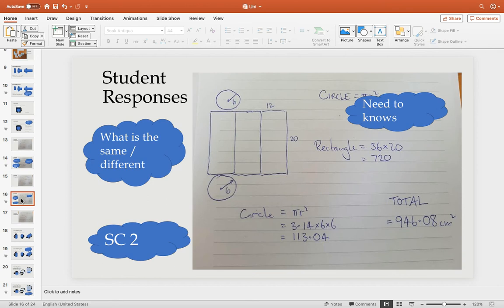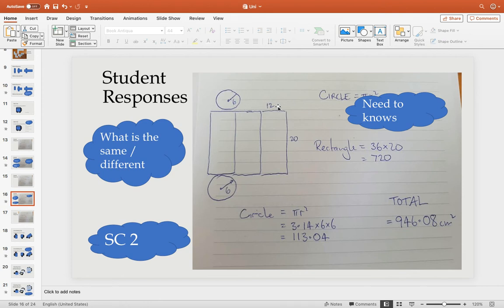So here's where you bring in the need to knows. What do we really need? We all agree that you can find the area of this. We all agree you can find the area of this. We all agree that you've got to add them up in the long run. So that's what we know. What do we need to know? What is the same and what is different about these? What we need to know is this length here.